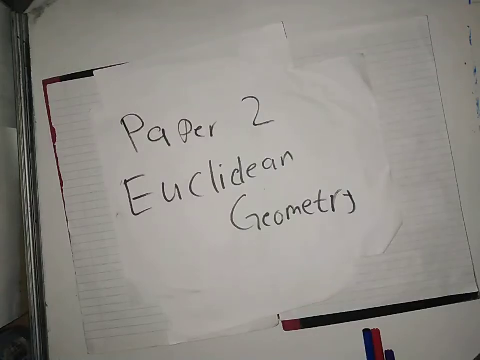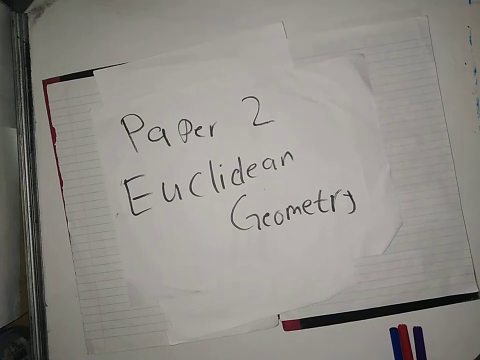Today we are dealing with mathematics paper 2, the topic called Euclidean geometry. So what is Euclidean geometry? Euclidean geometry is just a fancy word for the geometry of a circle. So whenever you are speaking about Euclidean geometry, you must know that there is a circle involved.